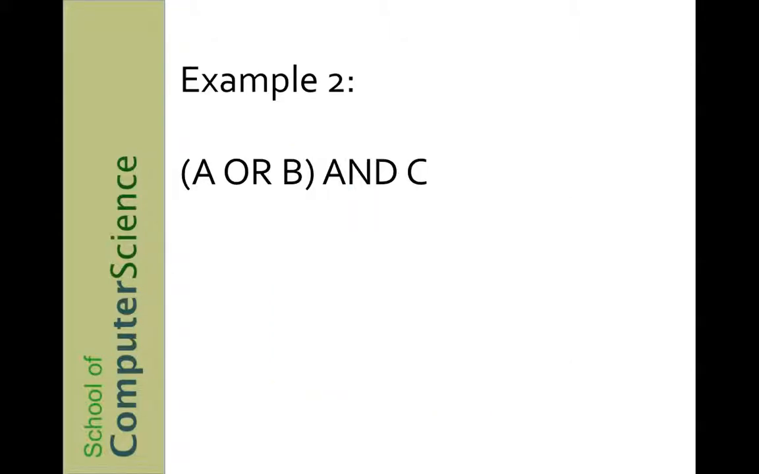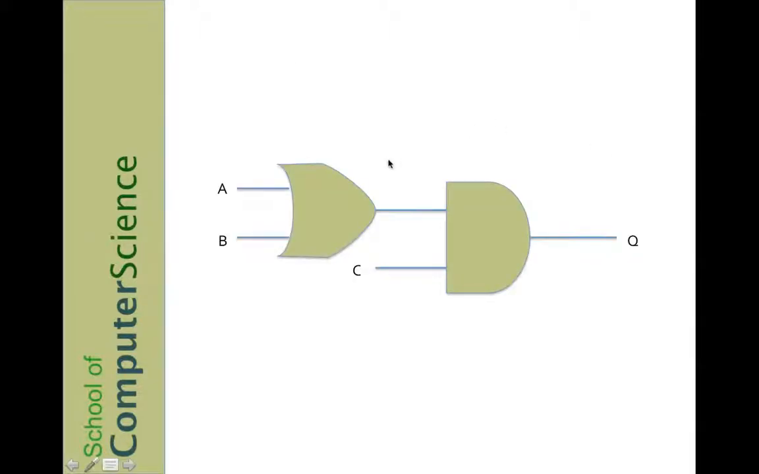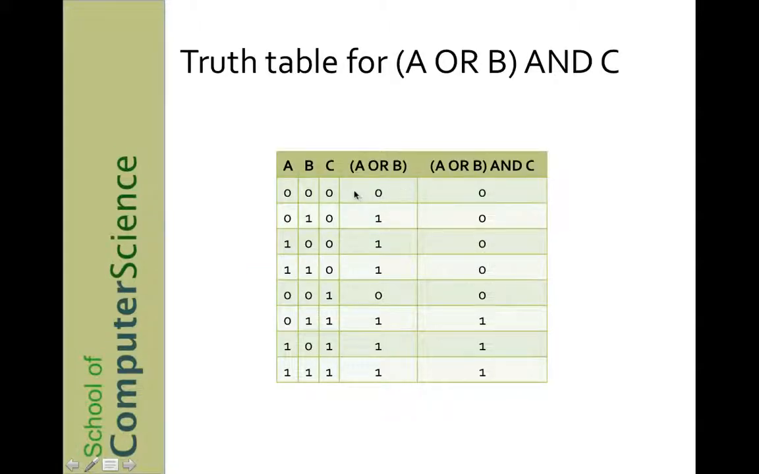So A or B and C. So either A or B is on, and C must be on in order for a signal to happen. And so this way we've just flipped them around. First we've got A or B, and then that's combined with the C signal to be A or B and C. And then finally we produce the truth table where we go through all the different options.